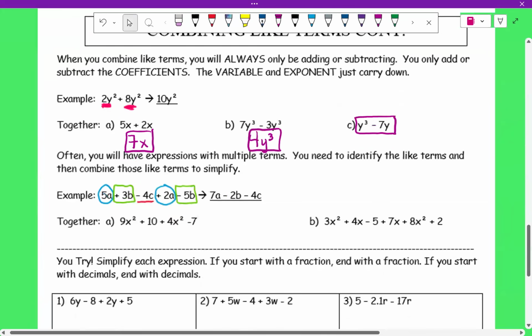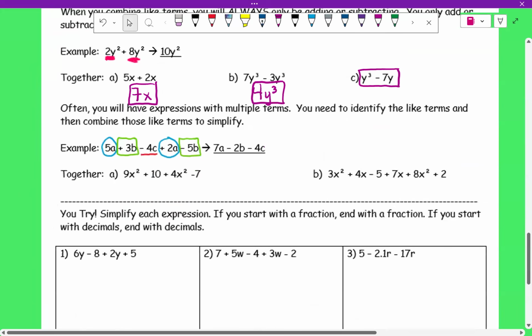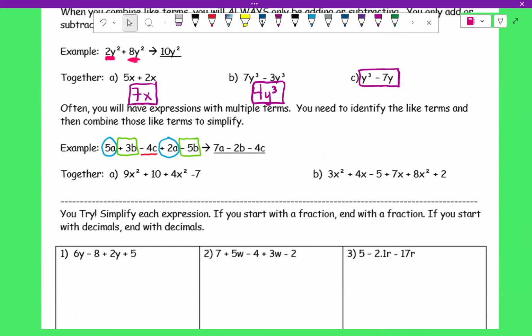So often you're going to have expressions with multiple terms. And so what you're going to need to do is identify the like terms and then combine those like terms to simplify. I like to use shapes and colors to identify my like terms. So as you can see here in the example, we have 5a plus 3b minus 4c plus 2a minus 5b. And so I went through and I circled all the a terms in blue, all the b terms in green, and I didn't have any other c terms.